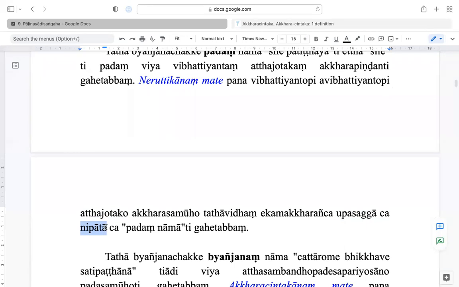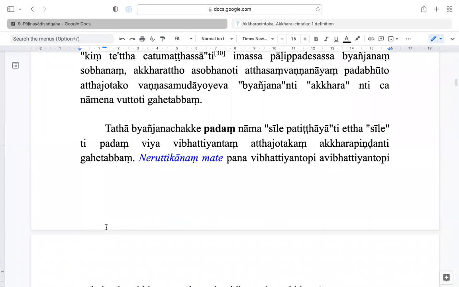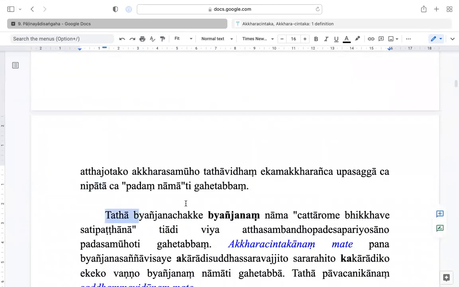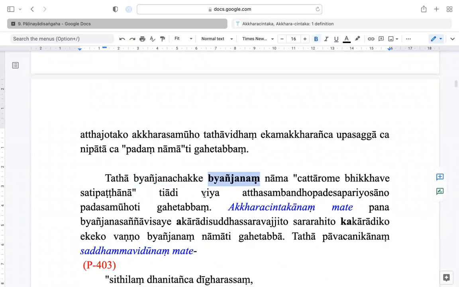So now, after finishing the Akara and Bada, the same way with Benjana Cheki in the Benjana Cheka, so Benjana Nama, so Chadaromi Bekawi Sadi Batanadi Adiwiya, so Atta Sambando Badisa Badiosa no Bada Samuho Kahedaba. So a combination of words, that means a sentence, is called the Benjana. That is his own idea.